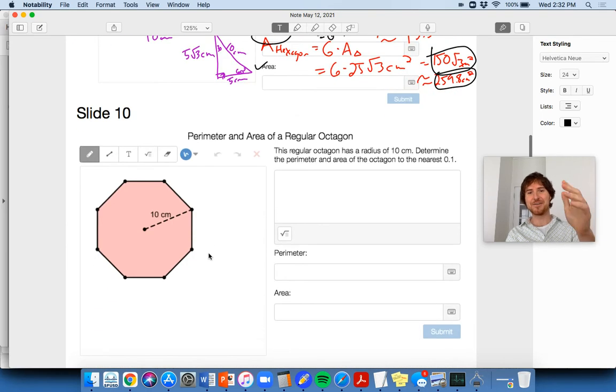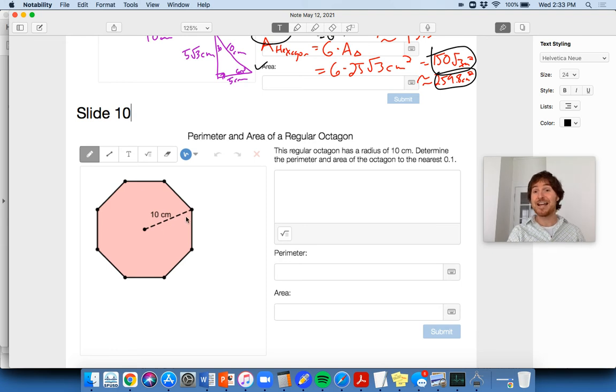Slide 10 is going to be the area of a regular octagon given a radius here. The purpose of these problems is to make it kind of hard for you so you can make connections and realize there's got to be a way we can get the area of this particular regular polygon if we knew a few things.